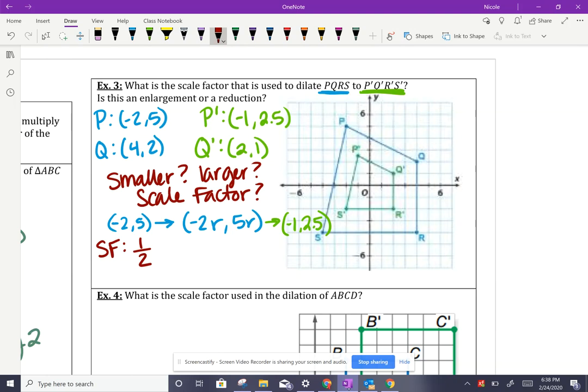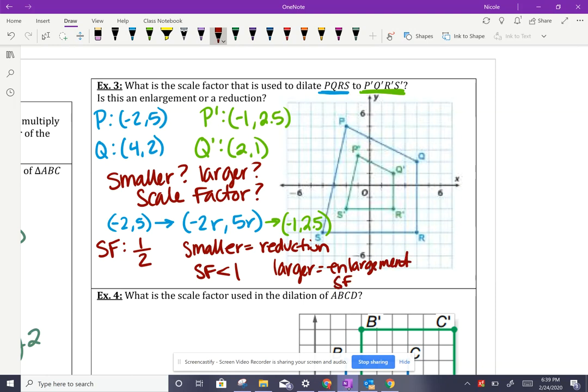So remember, if your shape is getting smaller, it equals a reduction. And that happens when your scale factor is less than 0, or not less than 0, is less than 1. So it's like a fraction or a decimal, it's going to be a reduction. If it's larger, it's going to be an enlargement. And that's going to be whenever your scale factor is greater than 1. So keep that in mind. So this one being a scale factor of 1/2, this is definitely a reduction.